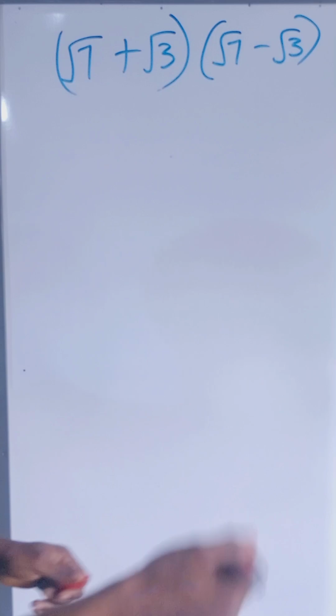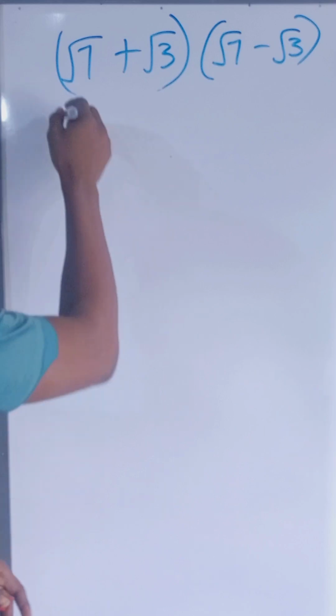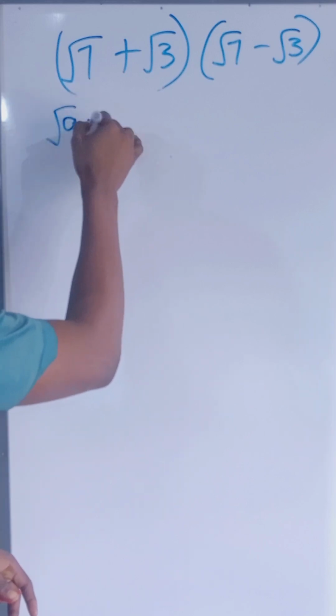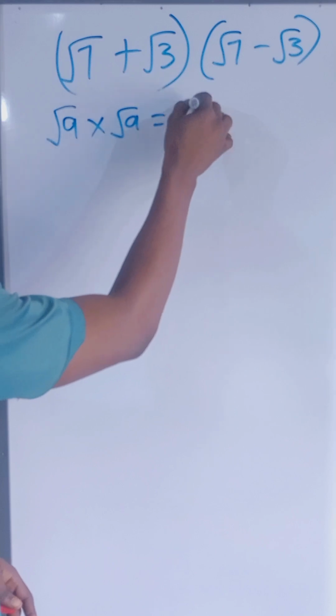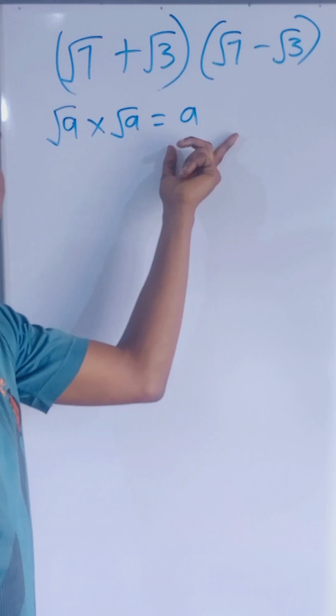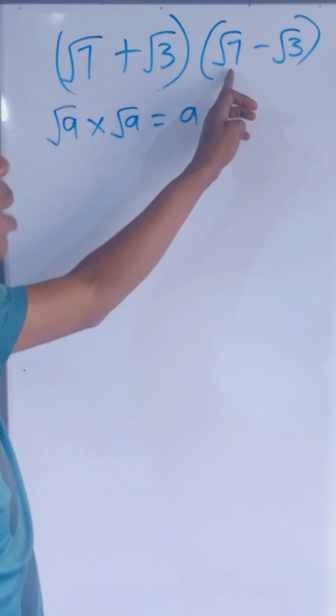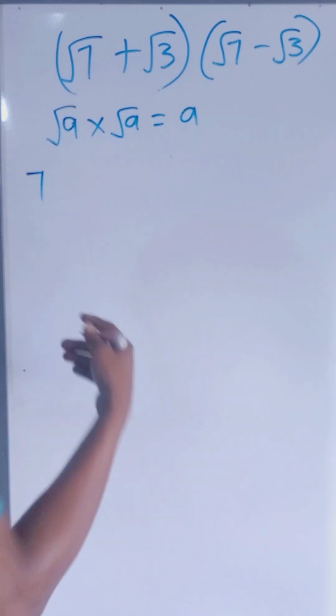And if you're doing that, you have to take into consideration the rule of surds that says root a multiplied by root a is equal to a. If you're multiplying the same thing like this, it's going to give you the whole number without the square root, which means you can say square root of 7 multiplied by square root of 7 is going to give you 7.